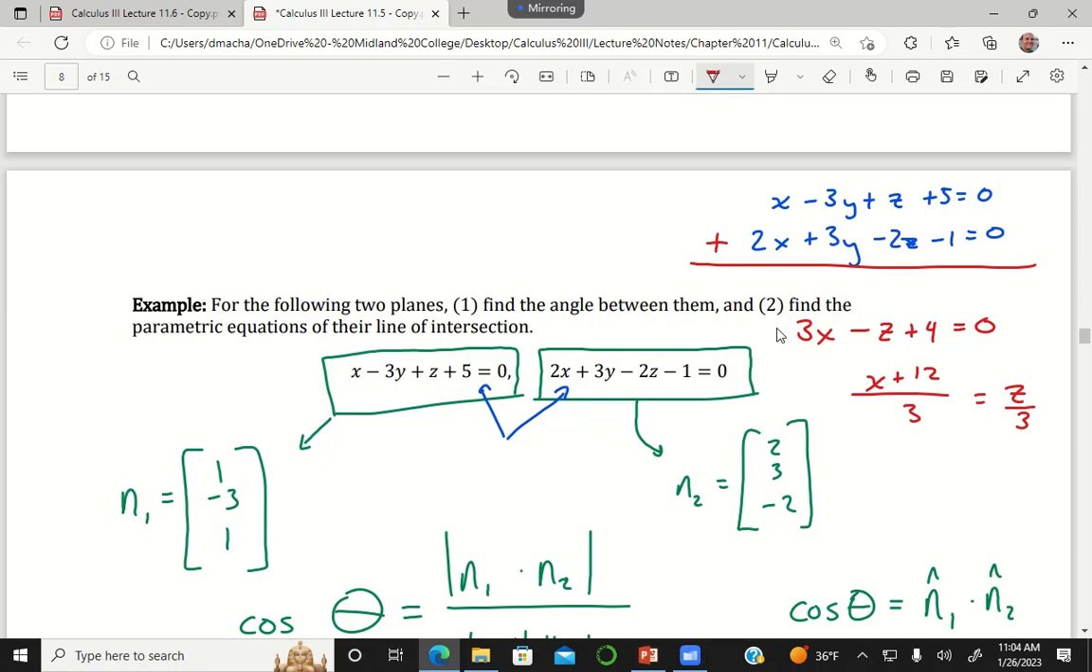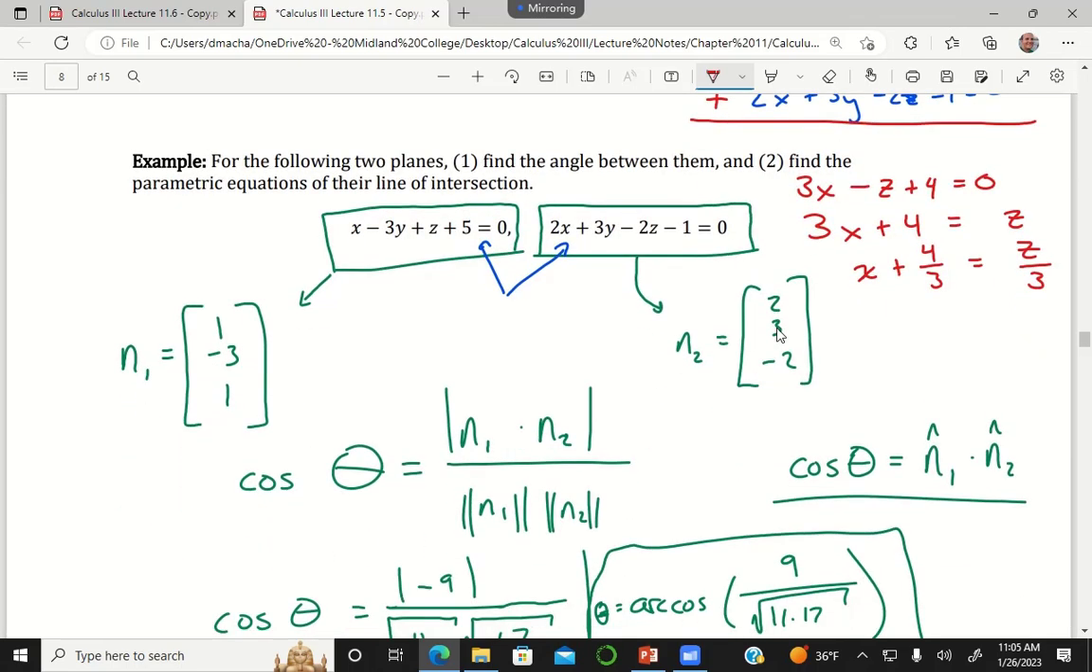Oops. So I've made some mistakes. I tried to do everything too fast. Let me just rewrite this one step at a time. So then I want to divide everything by 3, and I get x plus 4/3 equals z over 3. Yeah, that's way different from what I had before. But that's actually correct.